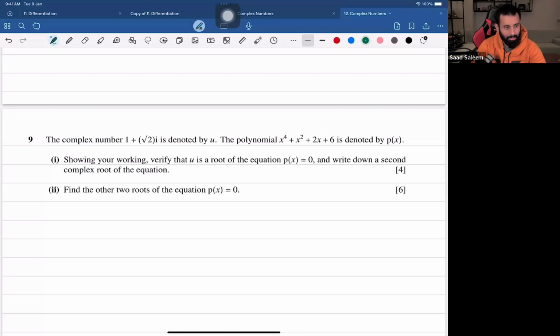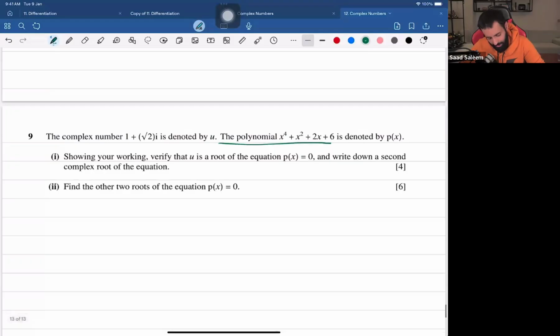Numerical solutions. Okay, thank you. Now, the complex number 1 plus 2 iota is denoted by u. The polynomial, now notice we don't have a cubic equation. We actually have a power 4 equation, a 4th degree polynomial. Showing your working, verify that u is a root of p of x equals 0. Write down a second complex root.